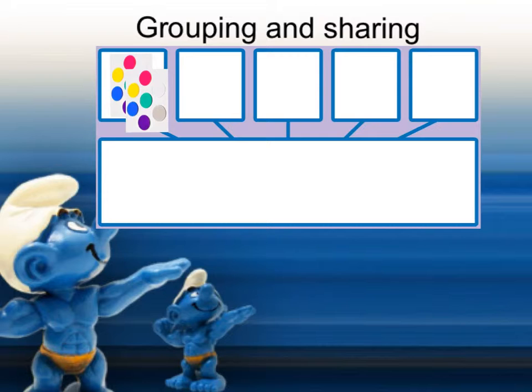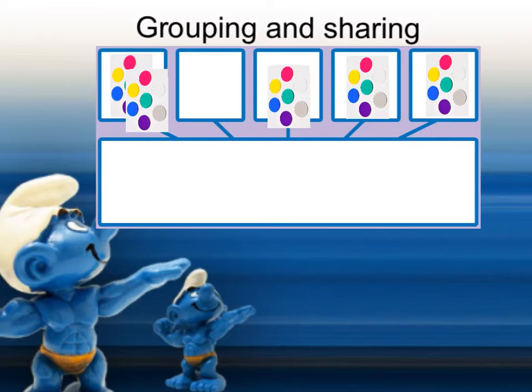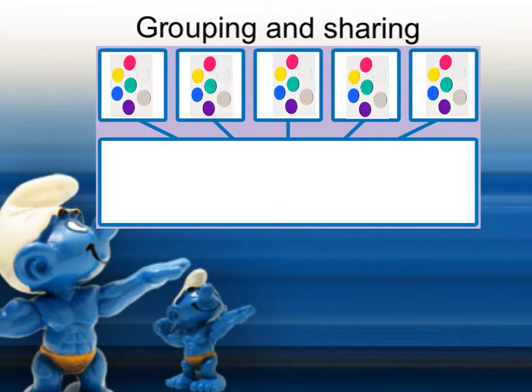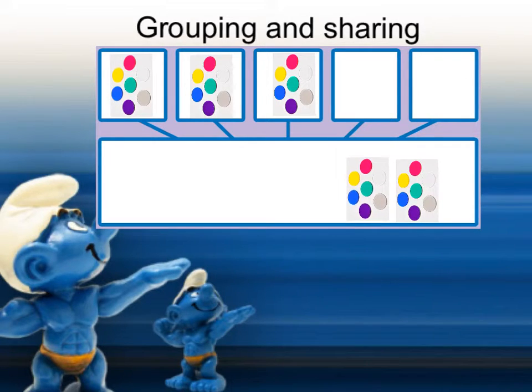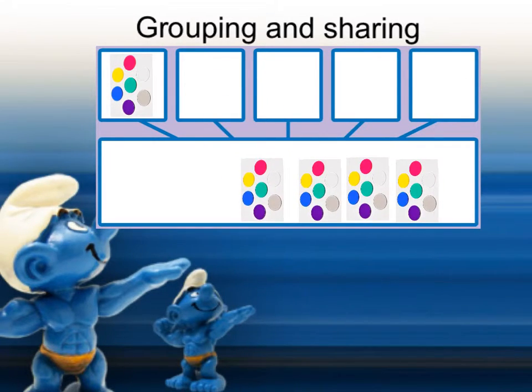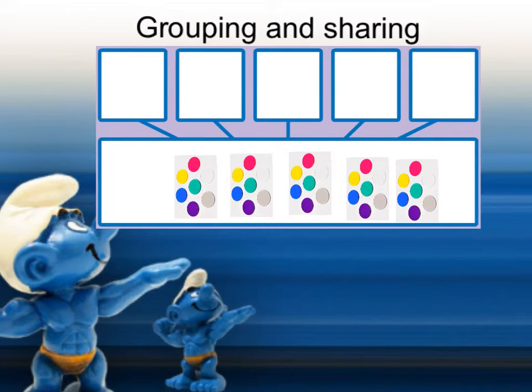Here I have a grouping and sharing mat. I'm going to put 7 counters in each of the small parts of this picture. So I'm going to put 7 there, 7 there, 7 here, and 7 here. How could you work out the total number of counters? Well, what we could do is we could slide them into the large part, sliding them in here to see how many we have all together. But I'm still not sure of how many I've got.